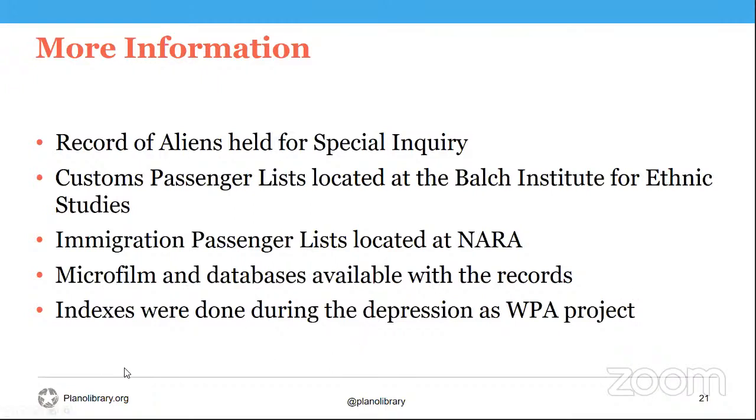Some things to remember about passengers that may not show up is if they were ill or had no money, they had to be sent back, and so they may not have made it on the list. Sometimes they would not be allowed into the country if they were a single woman and nobody came to pick them up. So those are just some other things to remember about trying to locate an immigrant.